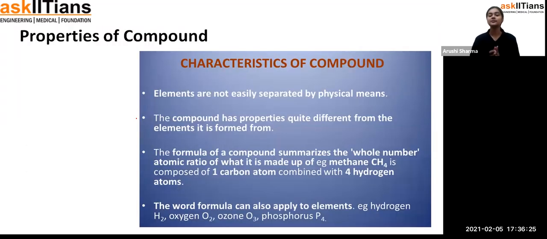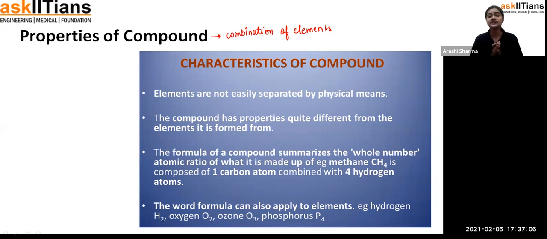The first topic of today's session is the properties of compounds. If I ask you what you understand by a compound, you'll say, ma'am, we have already studied it. A compound is a combination of elements, and when the elements combine together with the help of chemical bonds, a compound is formed. And what we have studied till now is that compounds have a fixed proportion.